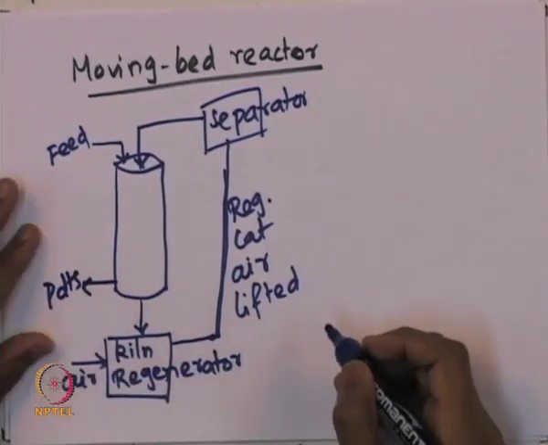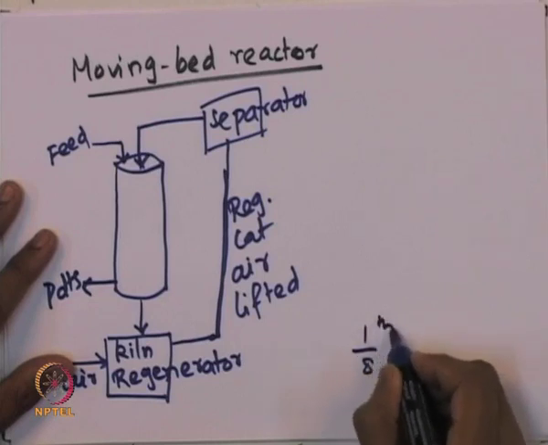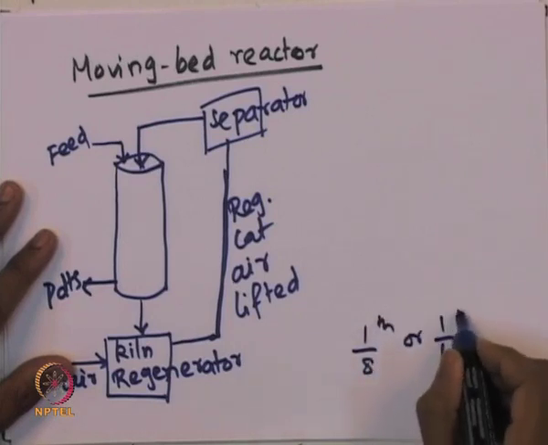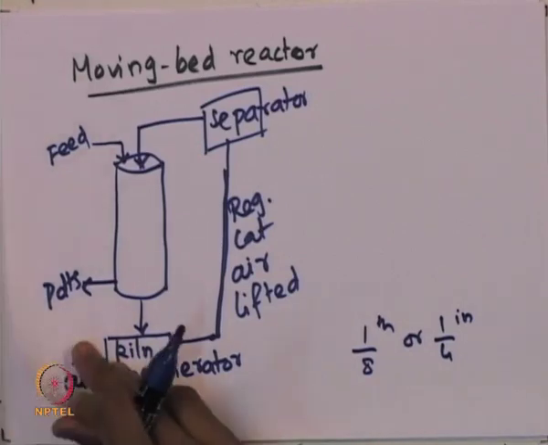So, the catalyst pellets that are typically used are about 1/8 inch or 1/4 inch. That is the typical size of the catalyst pellets used in these kinds of reactors.